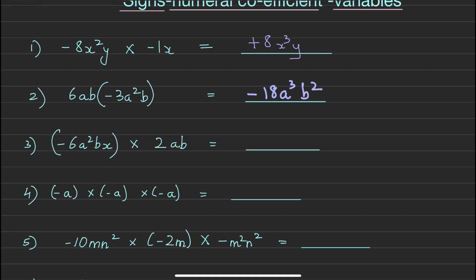Next one, deal with the signs. Negative and positive. Which signs am I looking at? Negative of this and positive of this. The sign will be negative because they are different. 6 2s are 12. How many a's in all? 2 over here and 1 over here. So a raised to the power 3, or a cube. b, 2 are there. And x only 1.